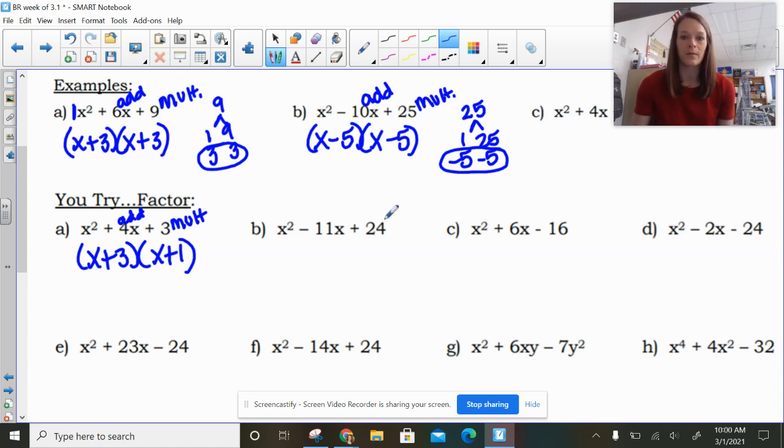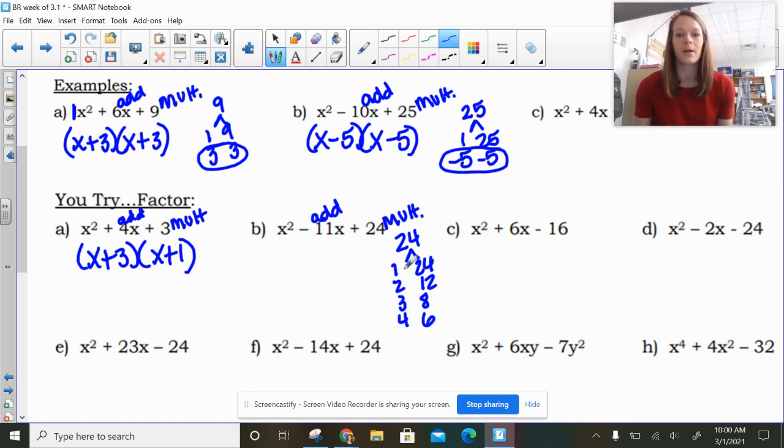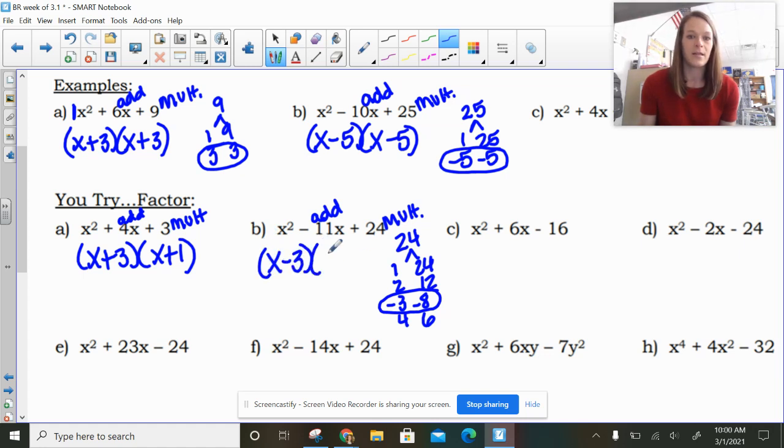Okay, just a few more. Multiply, add. So to get 24, I know I can have 1 and 24, 2 and 12, 3 and 8, 4 and 6. Looking at my list though, I want it to give me an 11. That's 8 and 3, but I want it to be a negative 11. So both of these are going to be negative here. So that'll be x minus 3 and x minus 8.